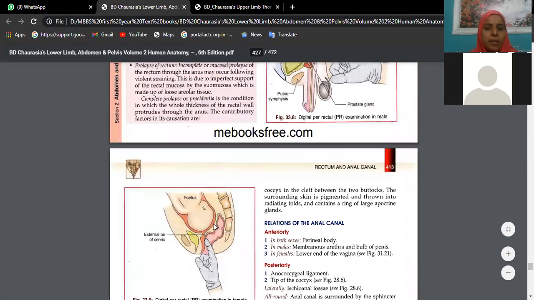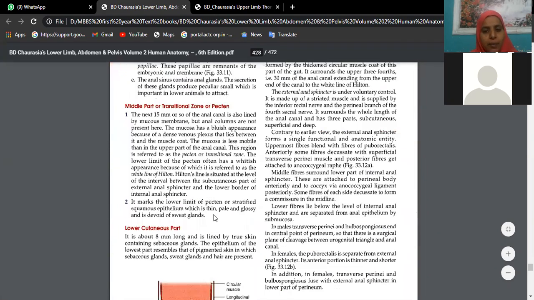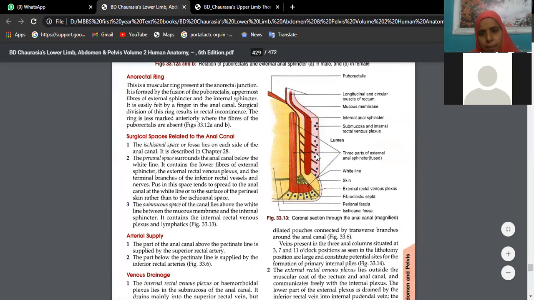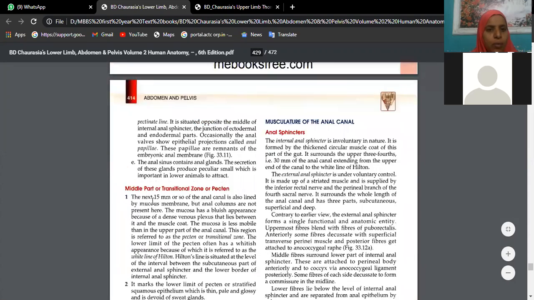Now, if you remember, we had the ischiorectal fossa, right? See, this is one ischiorectal fossa, in fact, where you find a lot of fat. This is the lumen of the anal canal. The other side also, you can draw in yellow color. That means this is the passage of the anus. So between two ischiorectal fossae, we will find the anal canal.